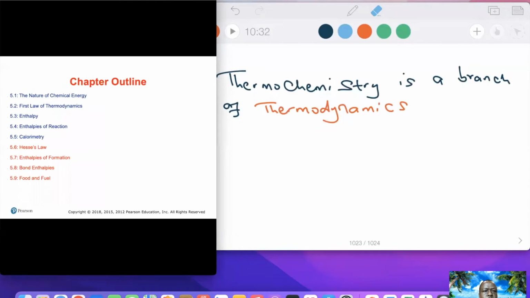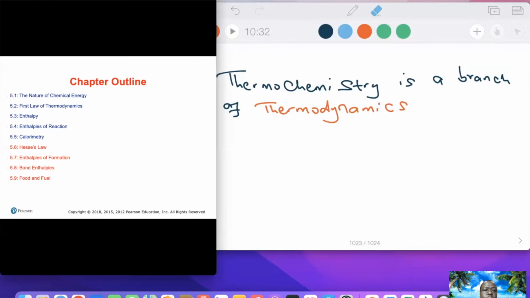All right. Part A will go over section 5.1, 5.2, first law of thermodynamics, which is basically the conservation of energy. Energy cannot be created or destroyed. That's basically the first law of thermodynamics. There are three laws. The two laws that are left are for Gen Chem 2.